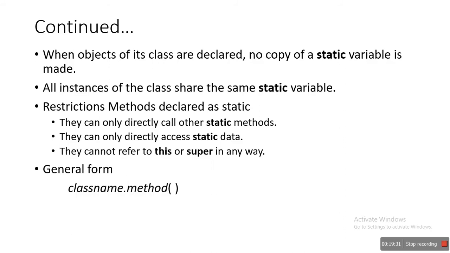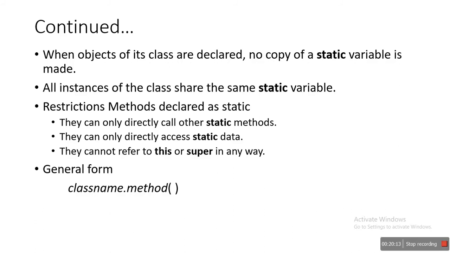Here the static methods can only call other static methods. Next, they can only directly access the static data members. They cannot refer to this or super in any way. Do you know what this and super are? The this keyword is used to point to the current object, and super is used to call the superclass constructor. In some ways this and super work the same, but their functionality is different. In case of inheritance, the super keyword is used.